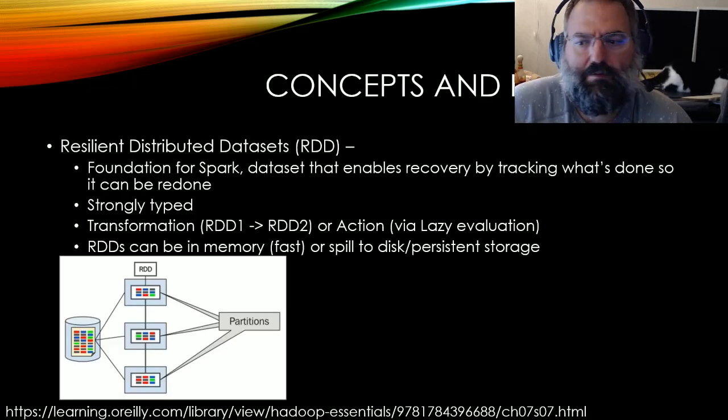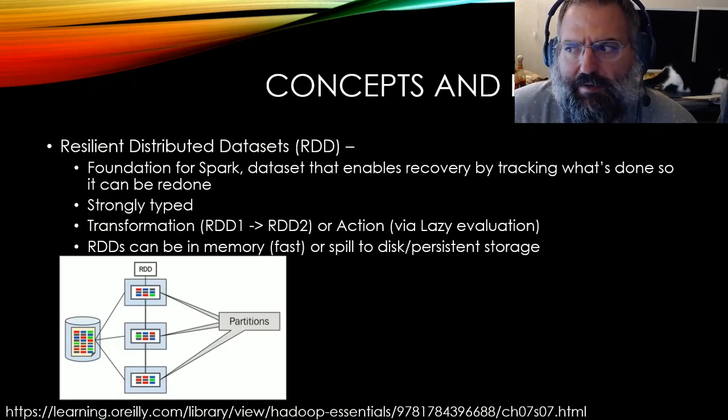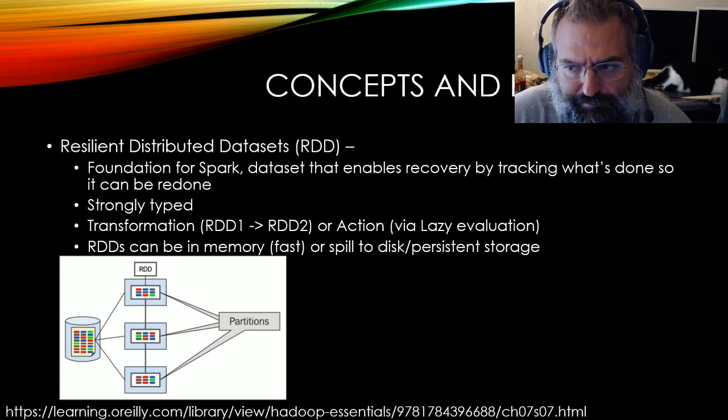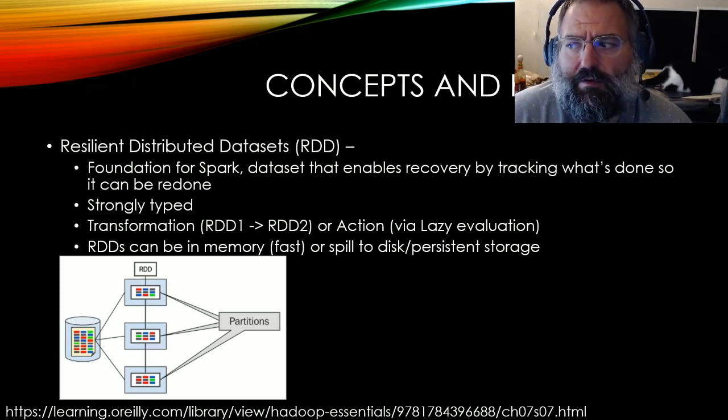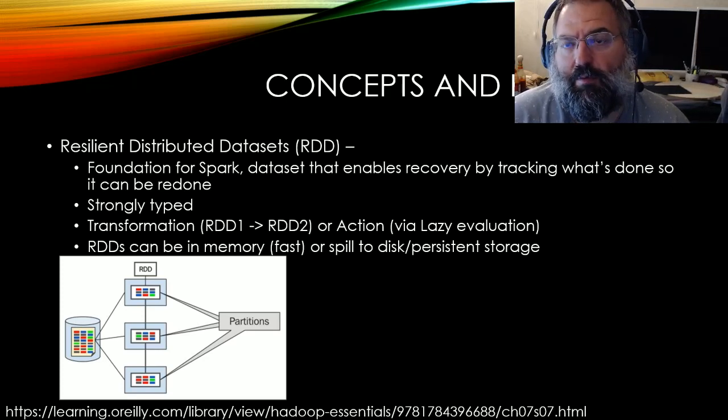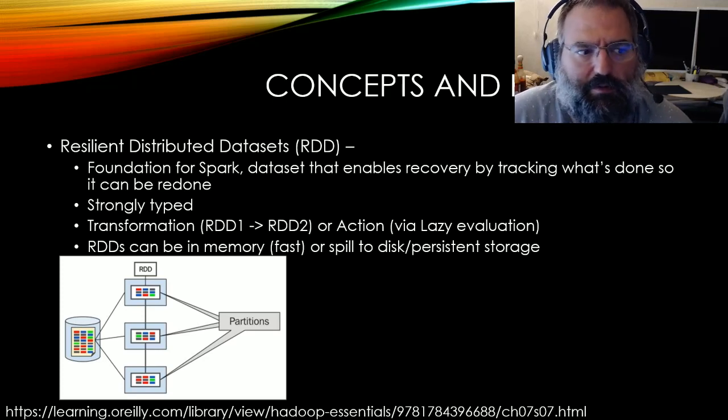So the key concepts to understand, first of all, as I hinted at earlier, is the RDD, the Resilient Distributed Data Set. That is the foundation of Spark. It is what makes it work. It's strongly typed, so there are data types associated with things. And it keeps track of what's been done to the data by the various operations, so that if need be, it can be redone if one of the nodes in the cluster goes away.